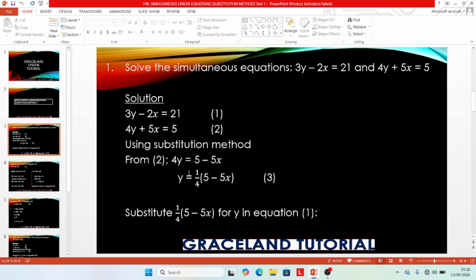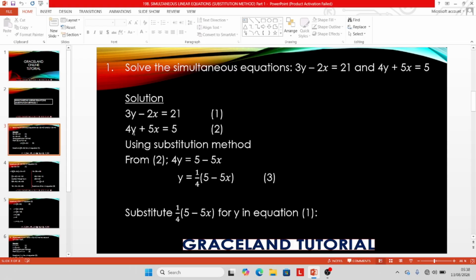Now, using substitution method, you either find the value of y or x from either of the two equations and then substitute the value in one of the equations. I'm going to find the value of y from equation 2. Equation 2 is 4y plus 5x is equal to 5.